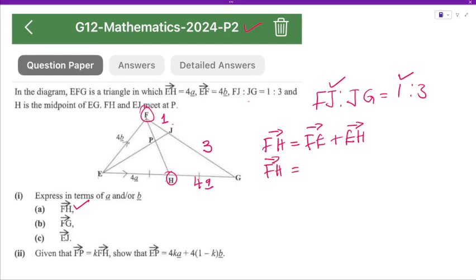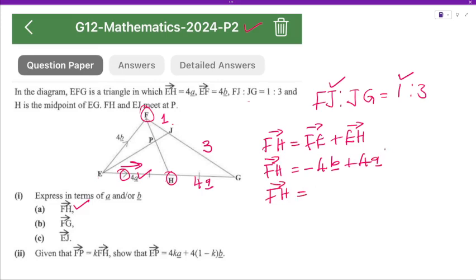Then we plug in the actual values for those vectors. What is FE? FE is heading against the direction of the vector, so it's going to become negative 4 vector B. This one right there. When you're heading in this direction, it's a positive 4. When you're heading against the direction indicated there, it becomes negative 4 vector B. And then EH, we're heading in the same direction as the vector, so it's just going to be positive 4 vector A. Again here we simply rearrange. FH.